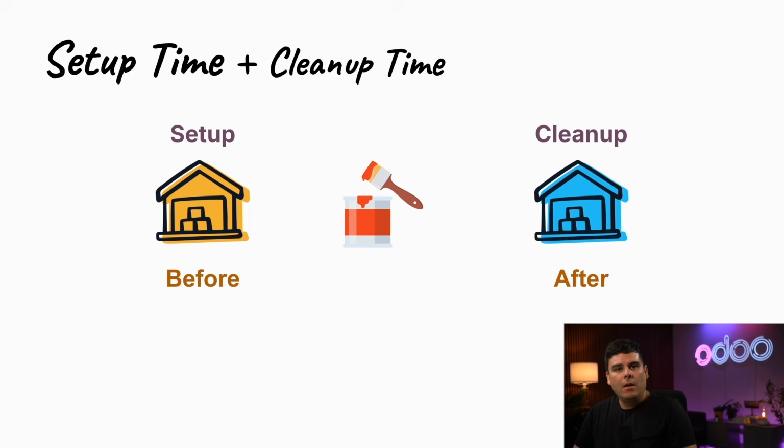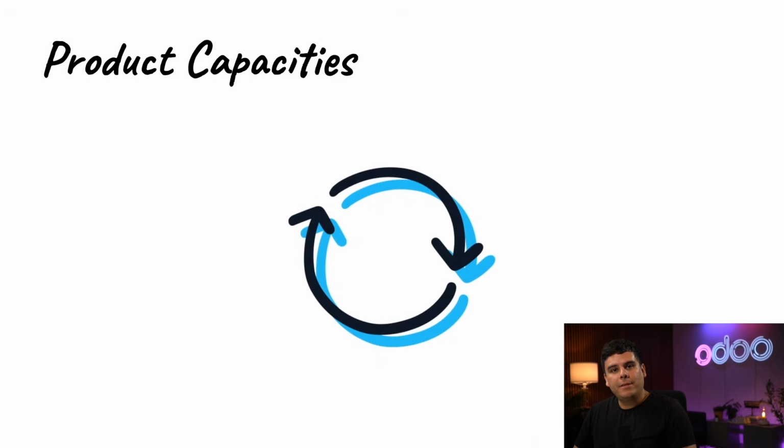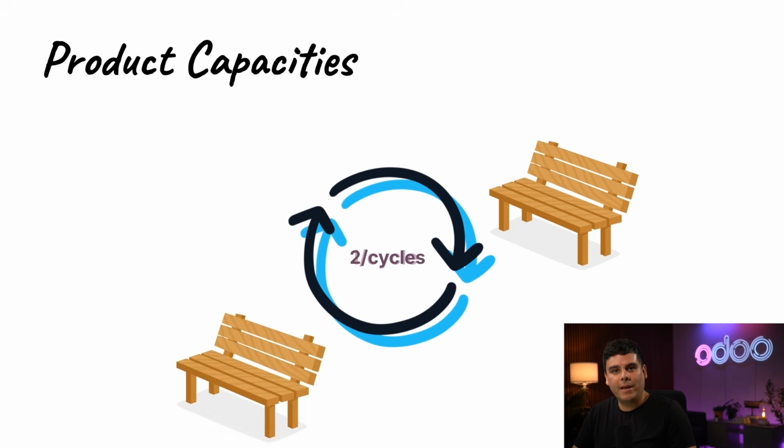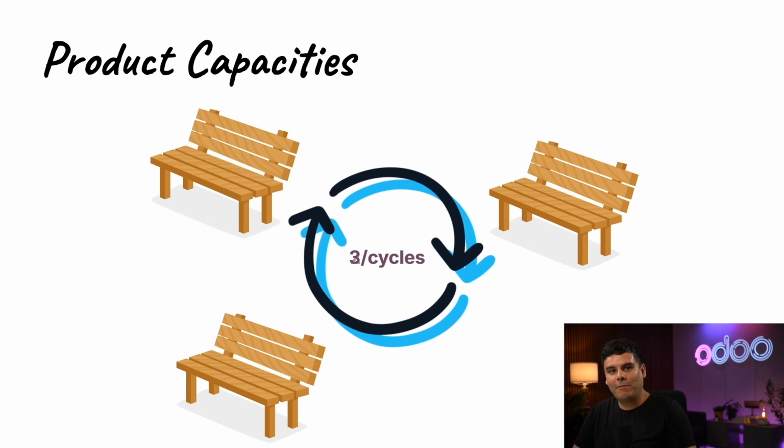All right. We can use product capacities to specify how many units can be processed in each cycle. This comes in handy when you're making more than one product at a time, if you have multiple workers or production lines. For example, a work center with 2 production lines would be twice as fast as a work center with 1 line. And a work center with 3 production lines would be 3 times as fast.